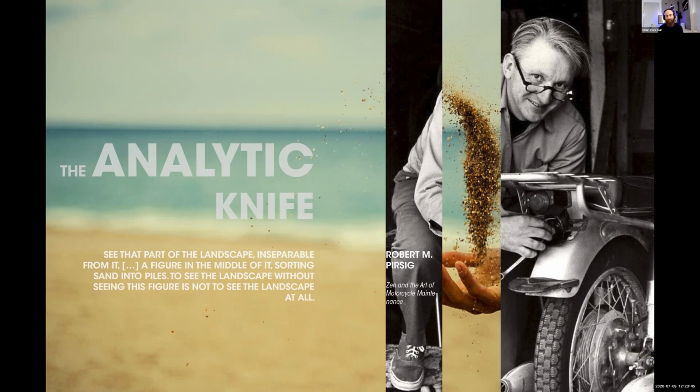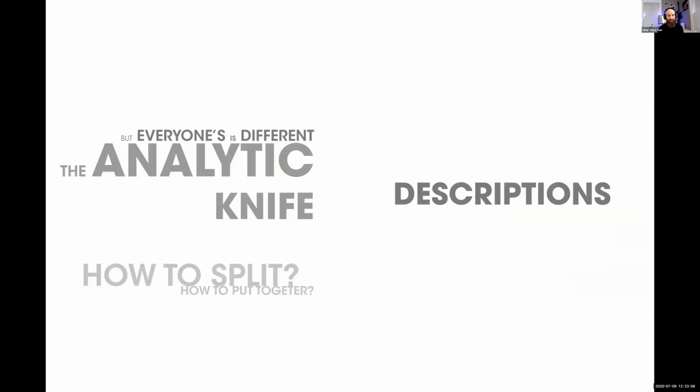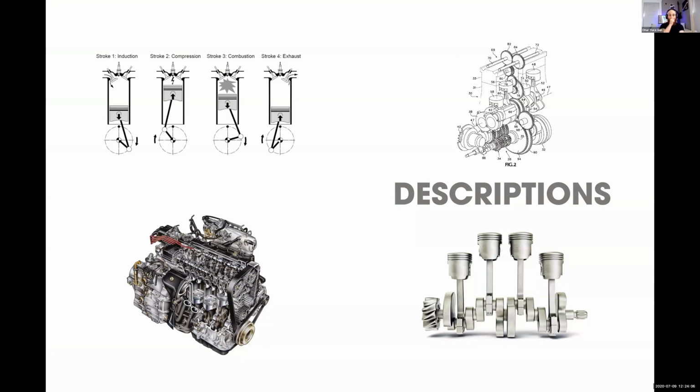So, Pirsig's example, he calls this the analytic knife. We split the world into pieces, but those pieces don't really exist, right? So those clusters or groupings don't really exist. We just try to, again, make it into data that we can make sense of. And your knife would be different than mine, right? So I would cluster them in a different way. You would do it in a different way. And this is also domain specific, right?